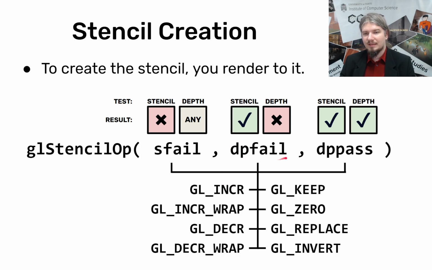The second case that is tested is when the stencil test passes and the depth test fails. In the cases where the depth test fails and the stencil test passes, we can do another operation on the values in the stencil buffer. And the last case is when both the stencil test and the depth test pass. If both of those tests pass, then we can configure a third operation to be performed on the values at those coordinates in the stencil buffer.